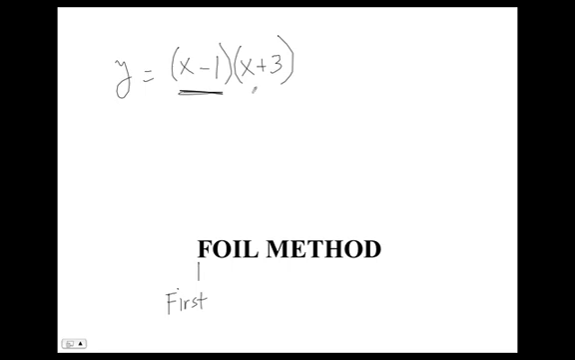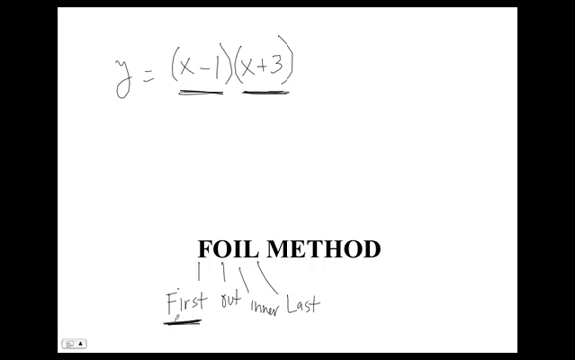You guys remember FOIL? If I put y equals x minus 1 times x plus 3. You guys remember FOIL? F stands for first. What are we doing here? Okay, there's a distributed problem. We're going to multiply these two things together. How do you multiply one binomial times another binomial? Well, FOIL. First, outer, inner, last.